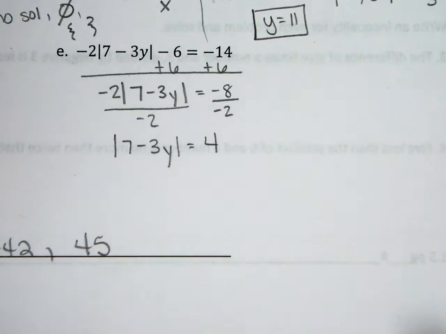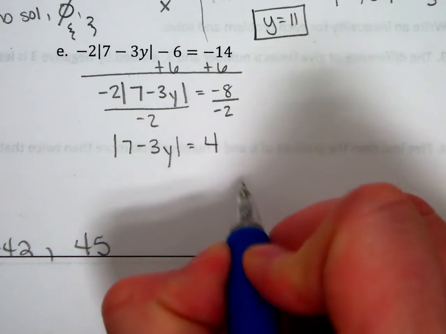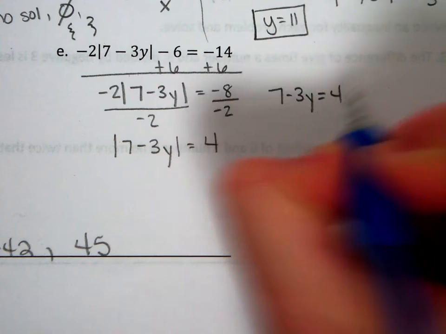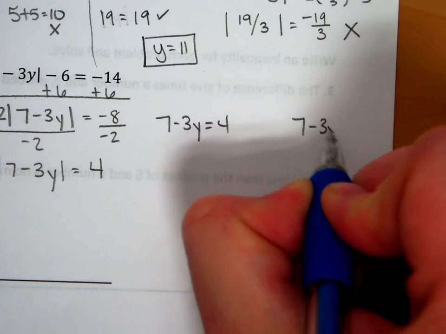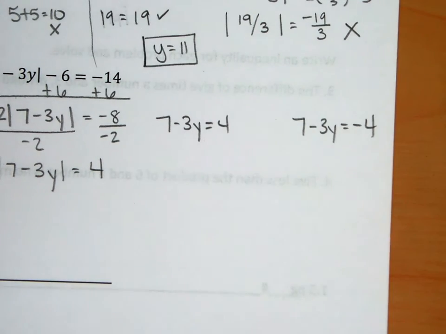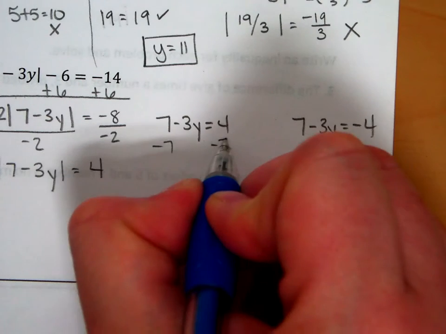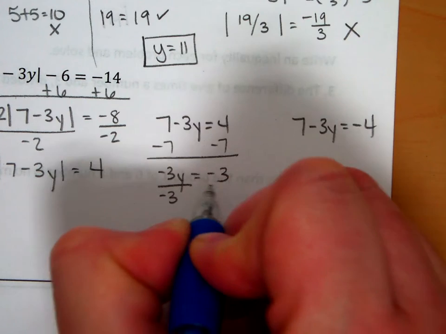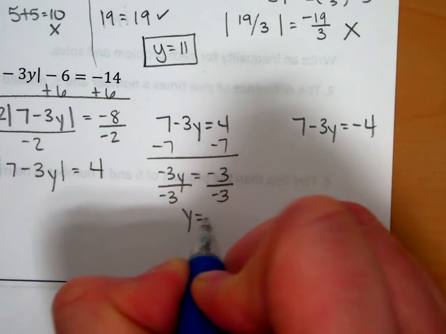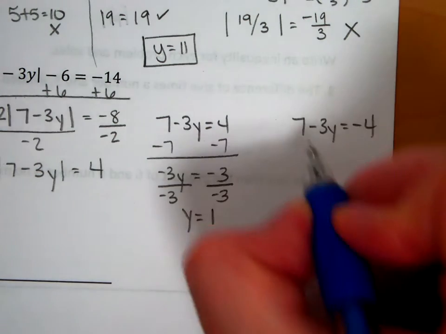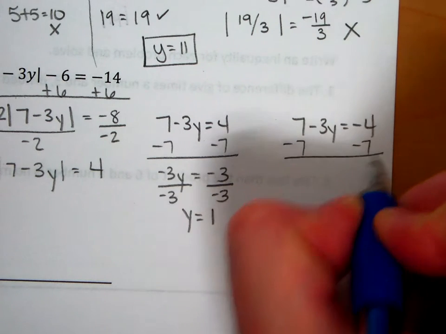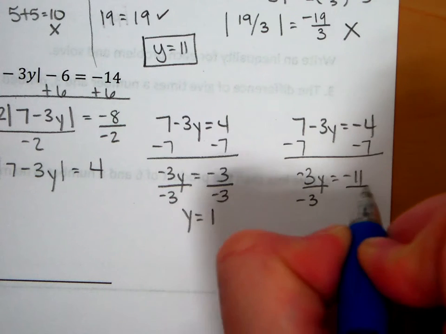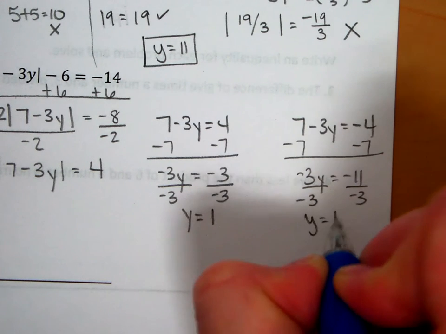On this one here, you have 2 versions. You have 7 minus 3y equals 4, and then you have 7 minus 3y equals negative 4. Minus 7, negative 3y equals negative 3. Divide by negative 3. y equals 1. Minus 7, negative 3y equals negative 11. Divide by negative 3's. y equals 11/3.